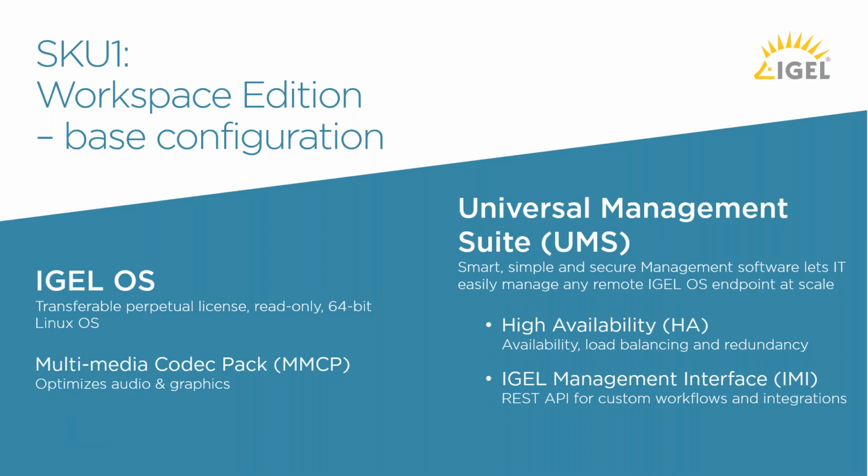So let's go into a little bit of detail. I'm not going to go into nauseating detail, but I do want to give you just a high-level summary of what these two primary product SKUs are now. The first one that we call Workspace Edition should look really familiar to you. It's really just more of the same. It's the same way you've been getting software on your IGEL endpoints.